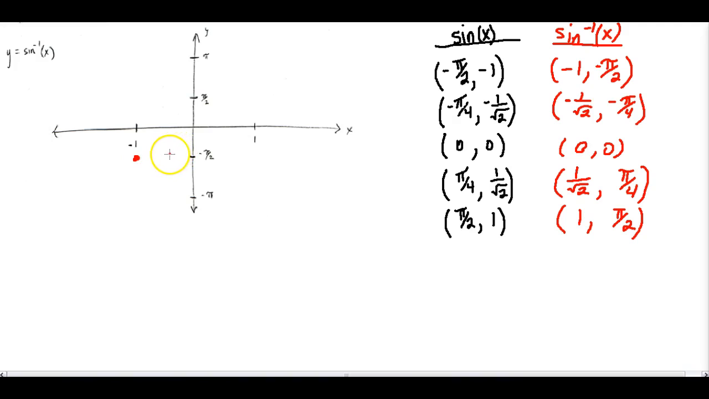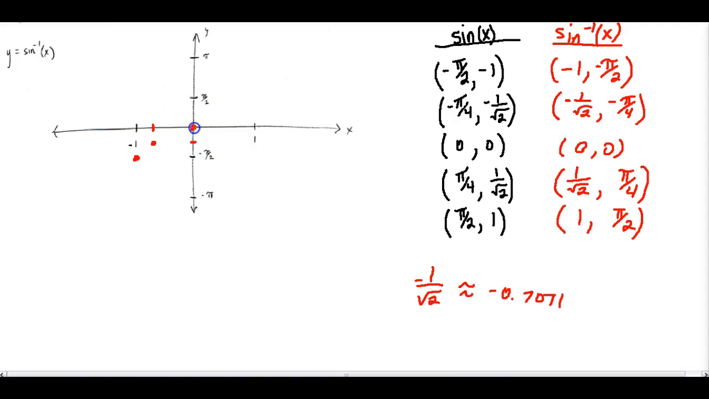Then we have the next point, negative 1 divided by square root of 2 for the x coordinate and negative pi over 4 for the y coordinate. For this y coordinate, that would be about halfway in between. And negative 1 over square root of 2 is about negative 0.7071. So if this is the halfway point here in between 0 and negative 1, then 0.7 would be about there. So we'll go ahead and plot our other point.